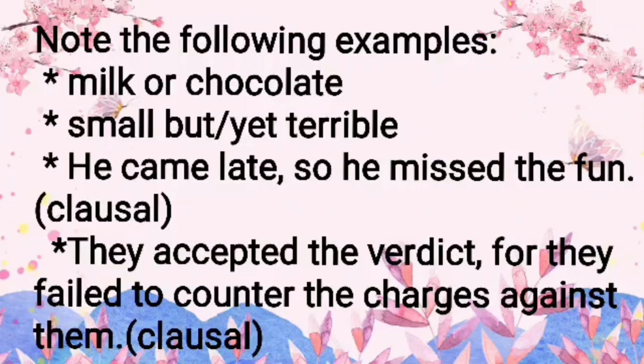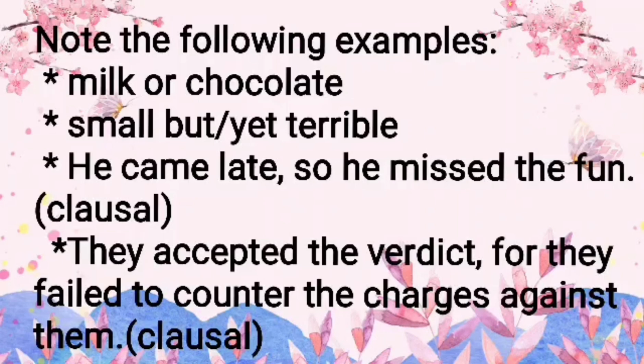Small but terrible, but and yet also act as coordinating conjunctions. He came late, so he missed the fun. They accepted the verdict, for they failed to counter the charges against them. So coordinating conjunctions may join independent clauses.